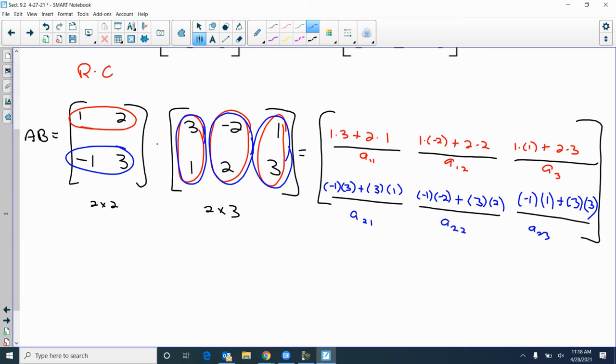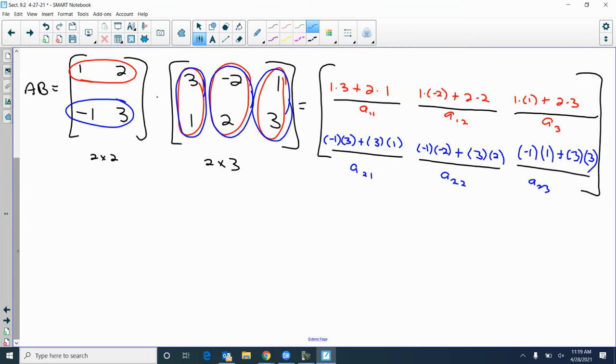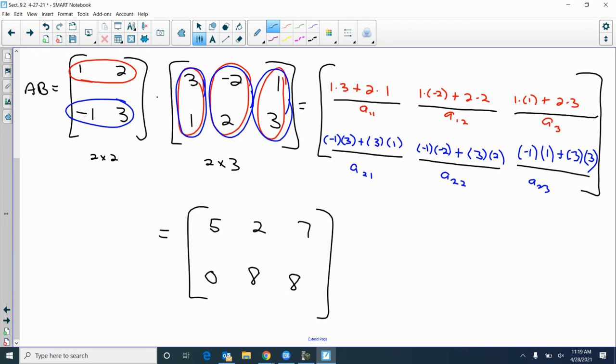Now, when you get a little bit better, you just kind of do it mentally and put it down. If you need to write it out, fine. Doesn't matter. But in the end, what do I get here? 5, right? And then I get -2 plus 4, which is 2. 1 plus 6 is 7. -3 plus 3 is 0. 2 plus 6 is 8. -1 plus 9 is 8. We agree? All right. Row times column, all the way across.